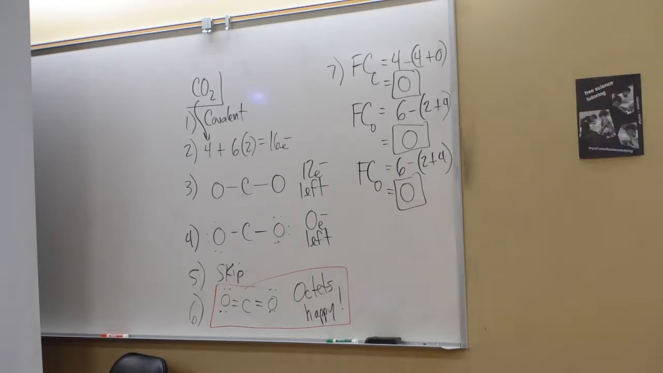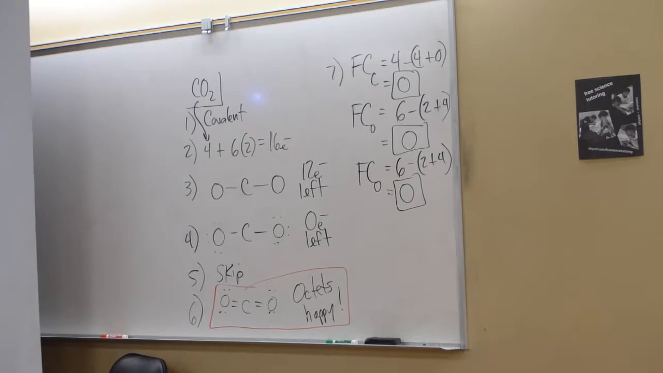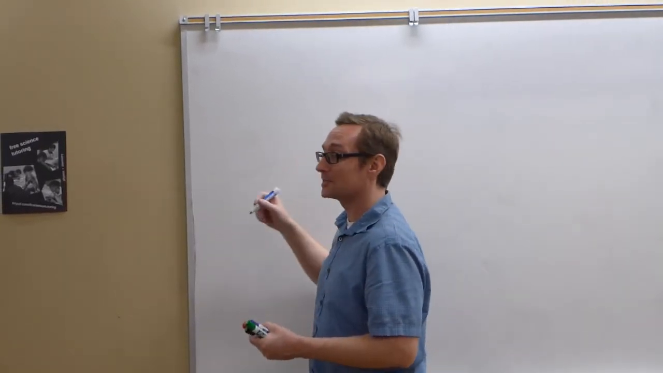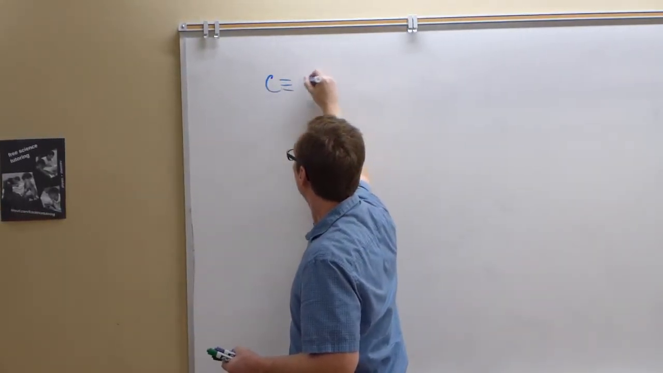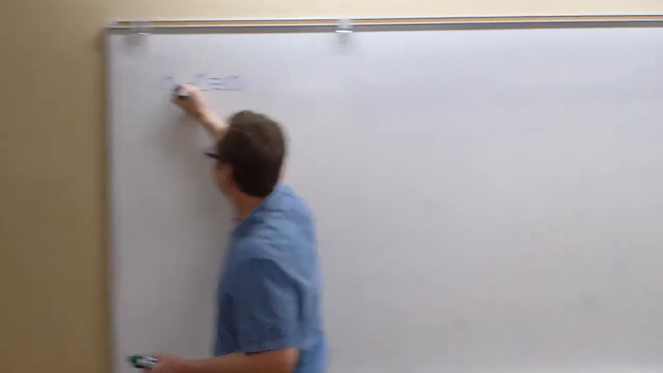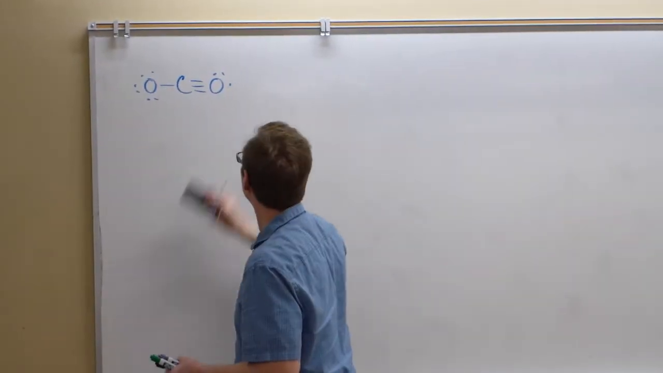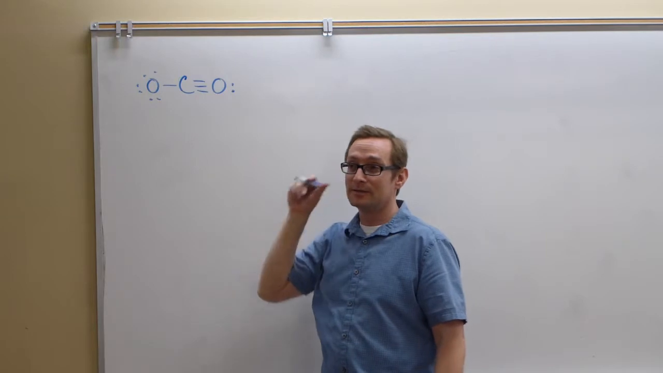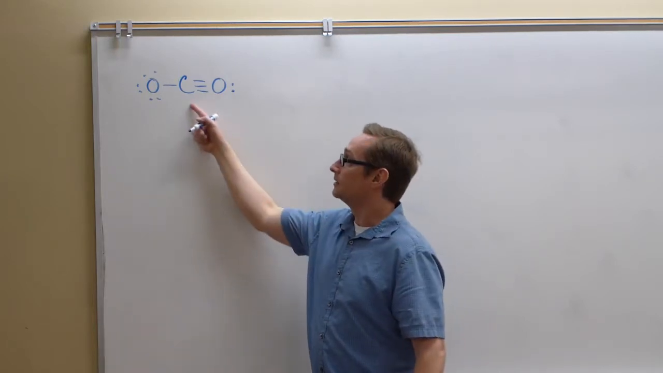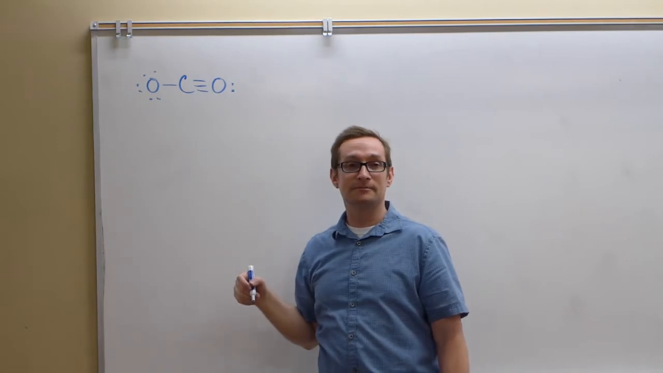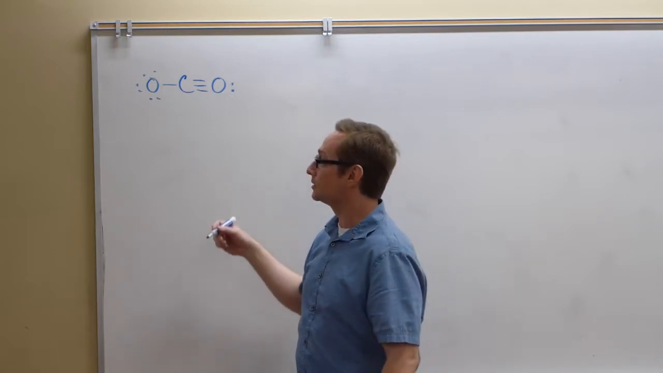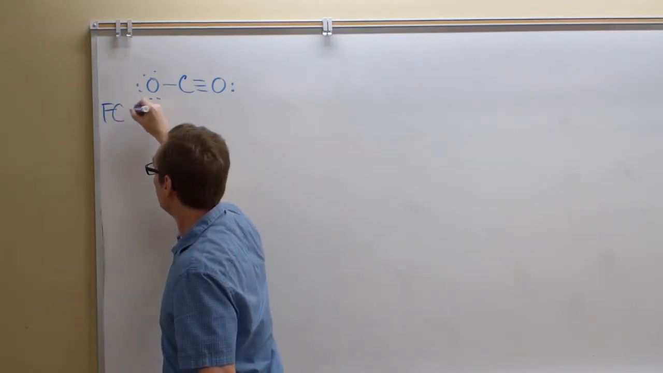I have a question for you. How come, or why not? This is more of a Chem 107 concept, but what if we did this structure here for carbon dioxide? In Chem 107, you'd be like, well, hey, everything has its octet, so isn't that a viable structure? I mean, you might think that. But let's look at the formal charges for all of these atoms.